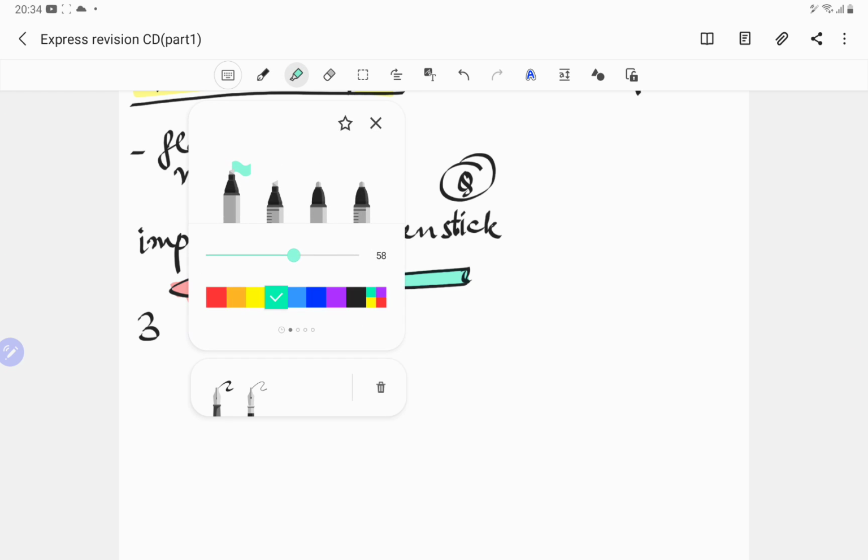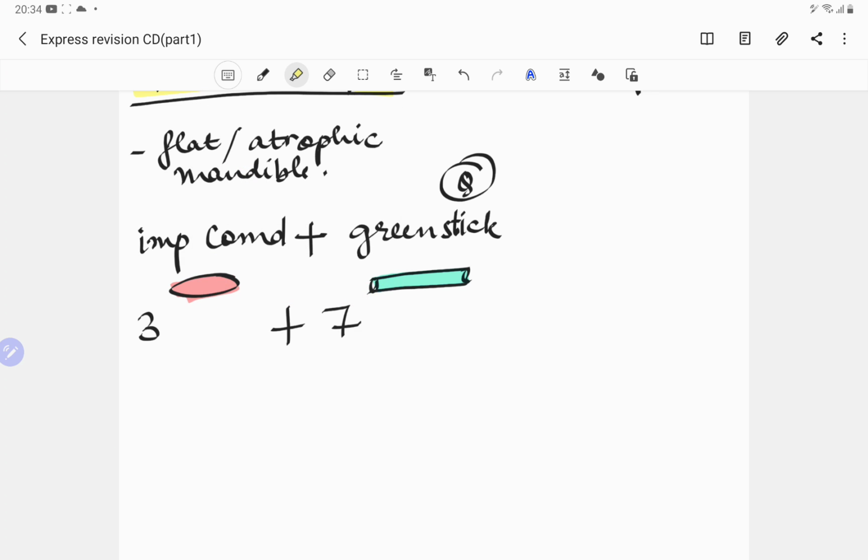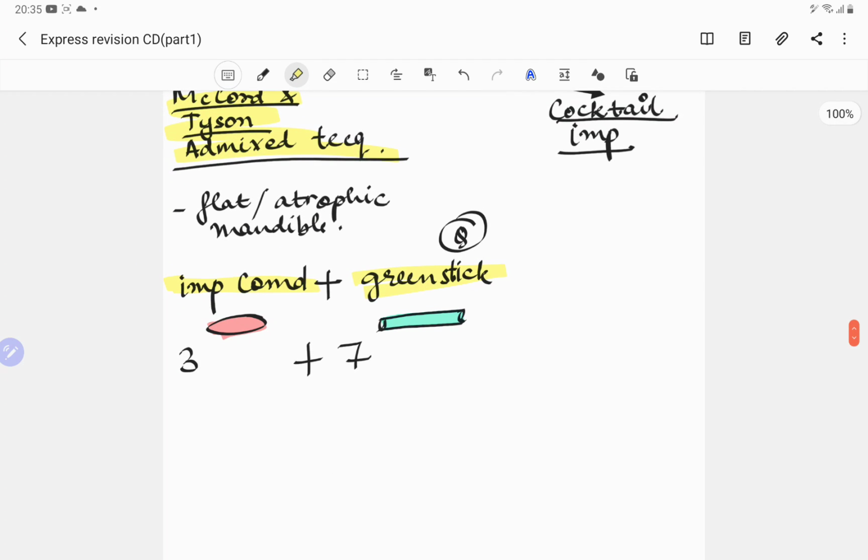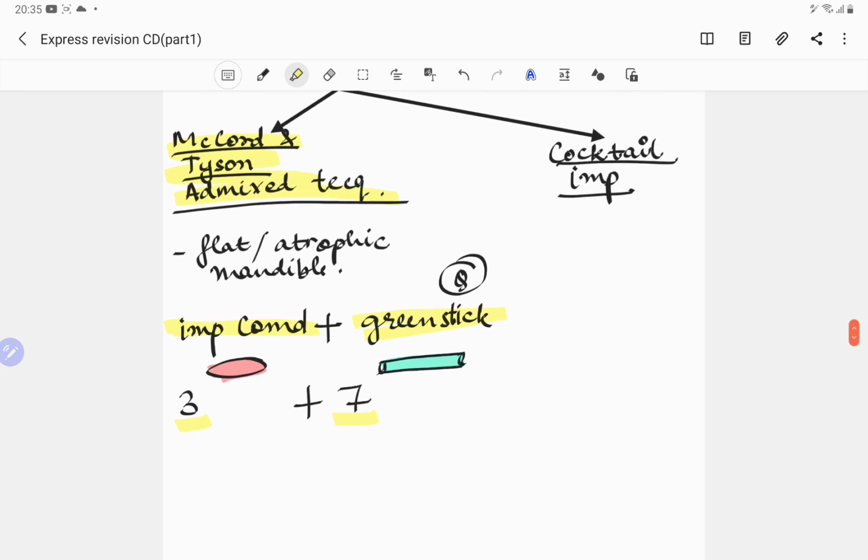So this is the McCord and Tyson admixed technique, in which we take impression compound and green stick. Remember that we take more green stick: only 3 parts of impression compound and 7 parts of green stick. This is the McCord and Tyson admixed impression, which we use for an atrophic and flat mandible.